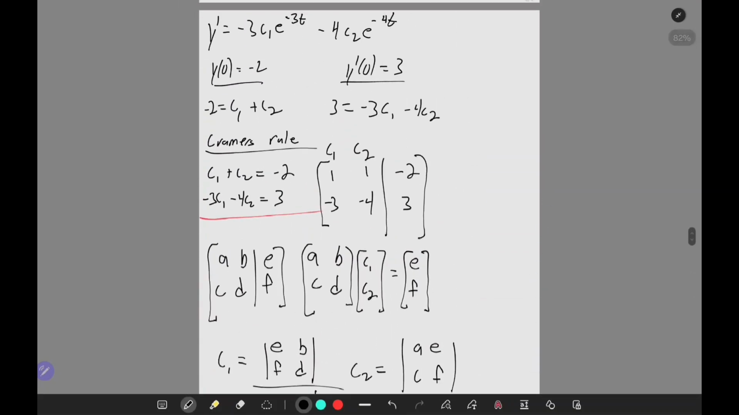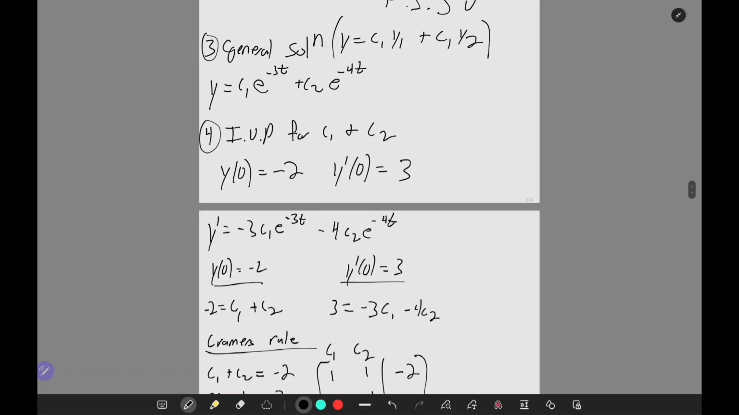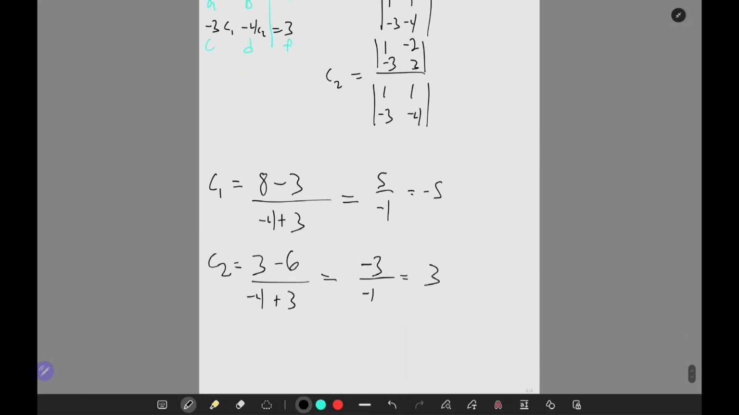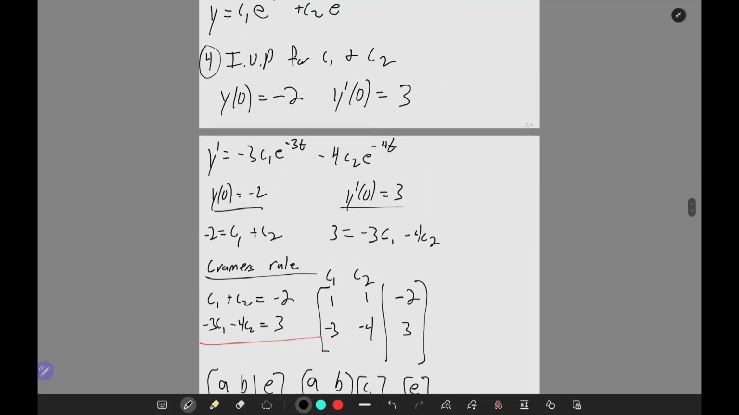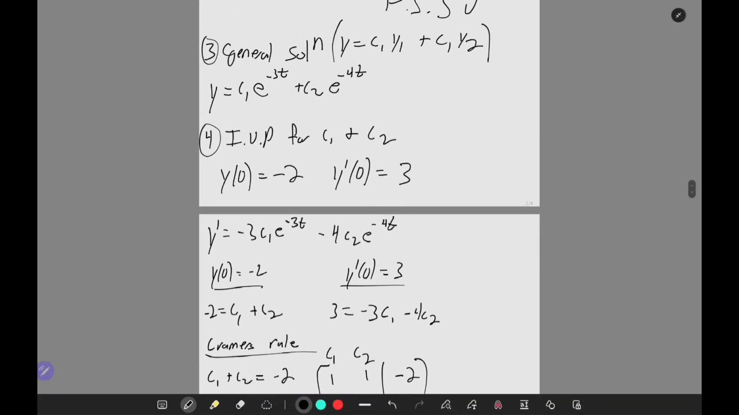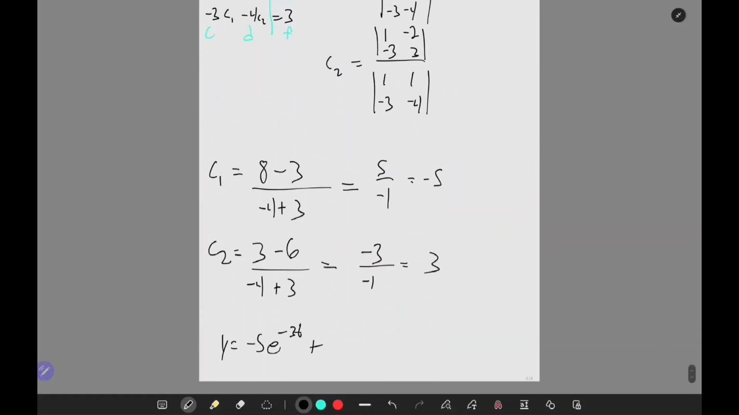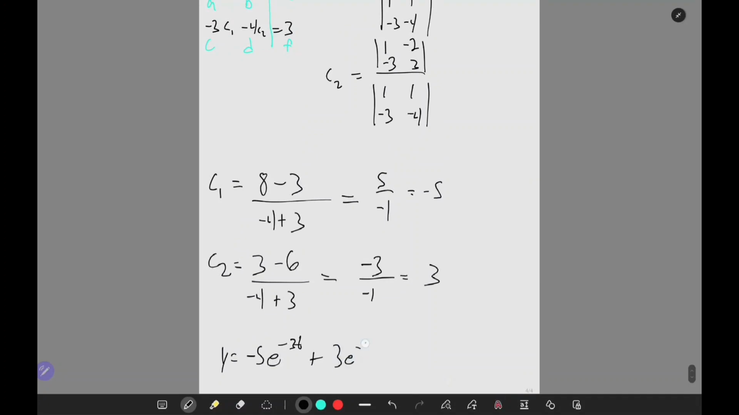We go back up to our general solution, which is up here. Y is equal to C1 e to the -3t. So y is equal to -5 e to the -3t. And then C2, C2 e to the -4t. And so this is our solution.